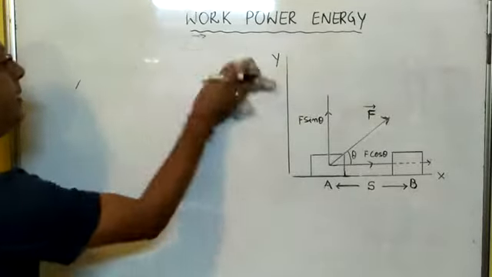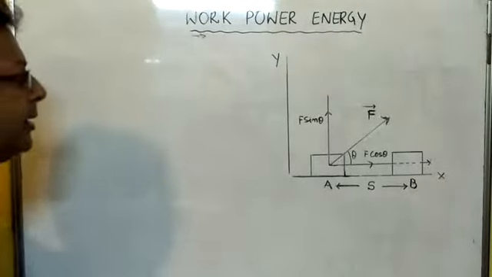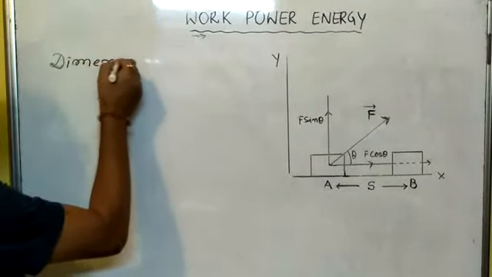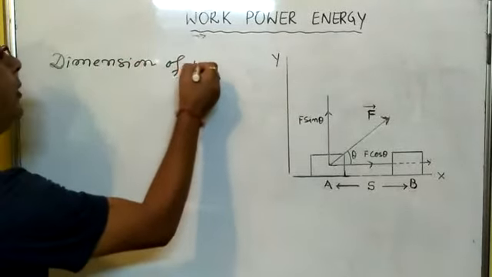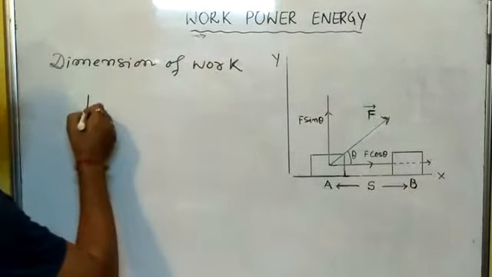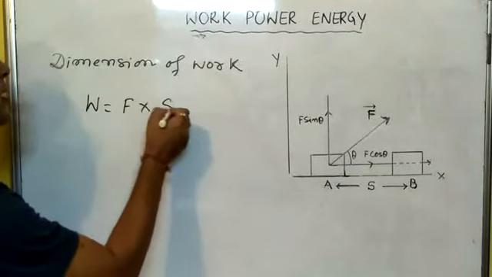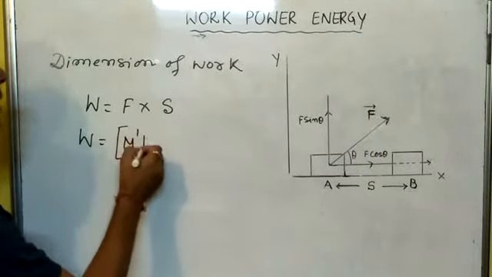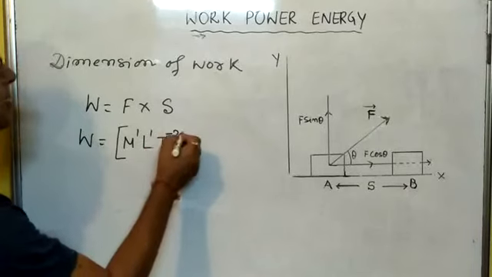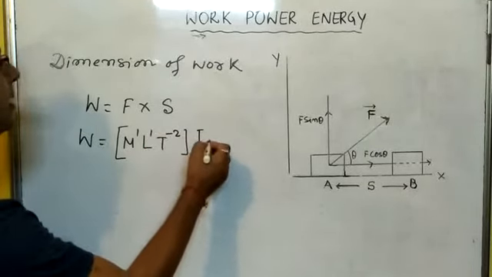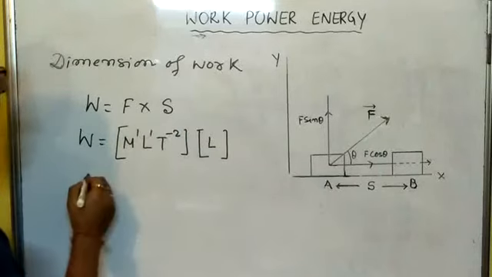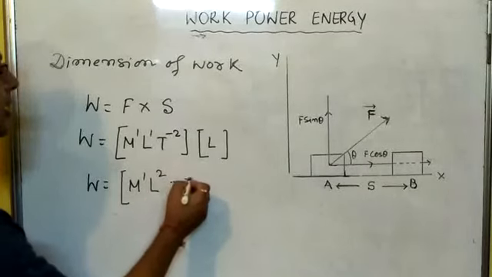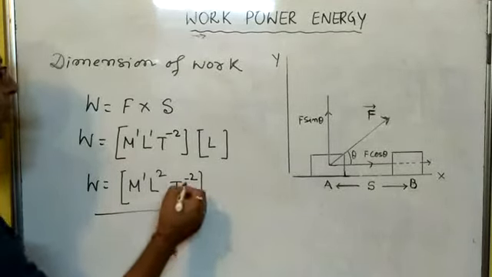Now, one small thing about work is the dimension of work. What will be the dimension of work? Work is equal to force into displacement. The dimension of force is M1 L1 T minus 2, into displacement, which is L. So work done is M1 L squared T minus 2. That is the dimension of work.